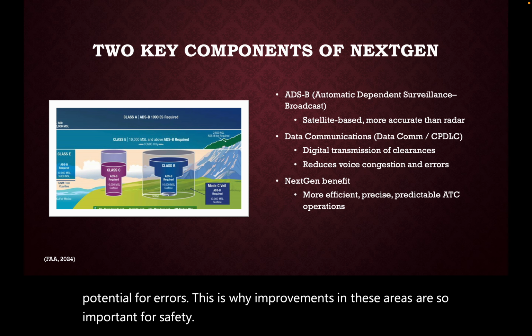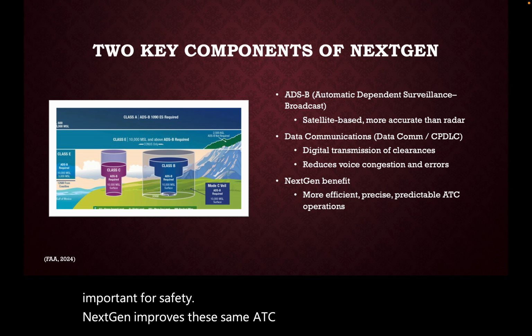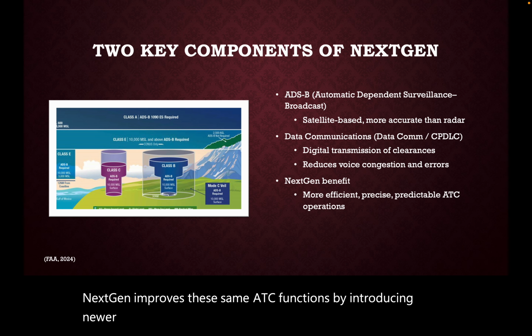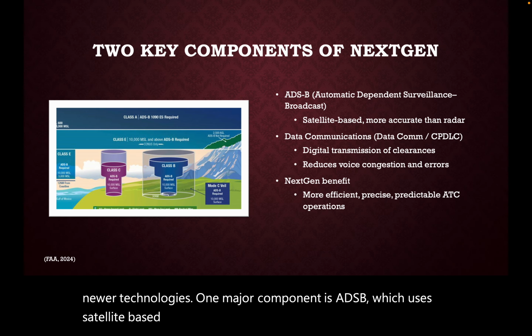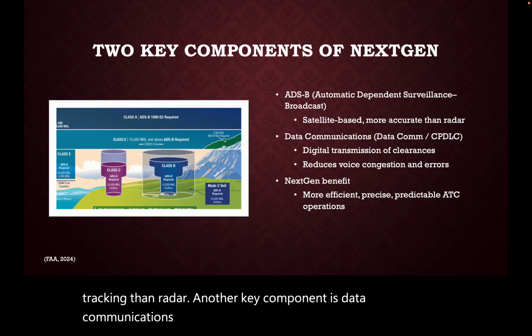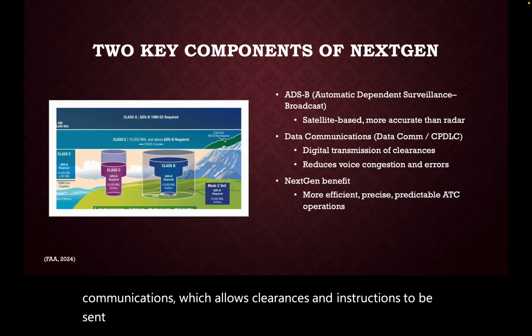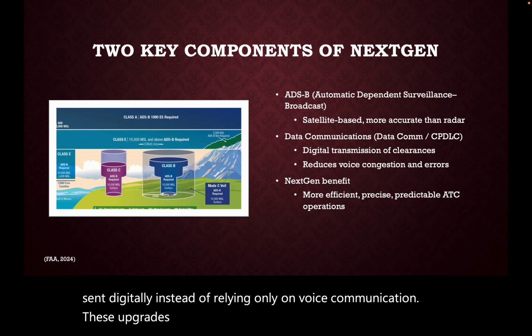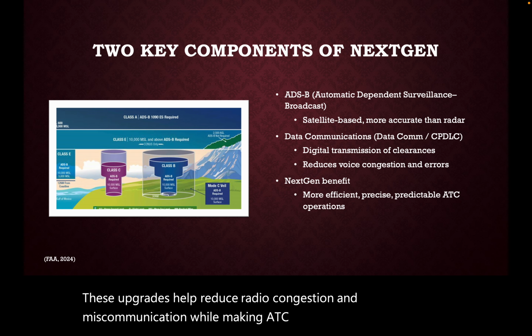NextGen improves these same ATC functions by introducing newer technologies. One major component is ADS-B, which uses satellite-based position reporting and provides more accurate tracking than radar. Another key component is data communications, which allows clearances and instructions to be sent digitally instead of relying only on voice communication. These upgrades help reduce radio congestion and miscommunication while making ATC operations more precise and predictable.